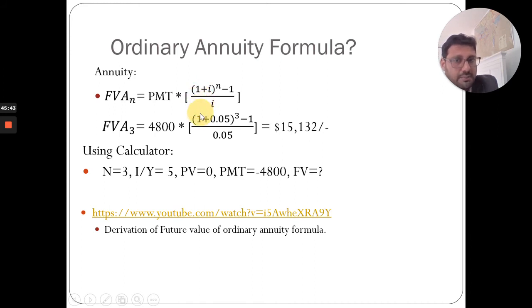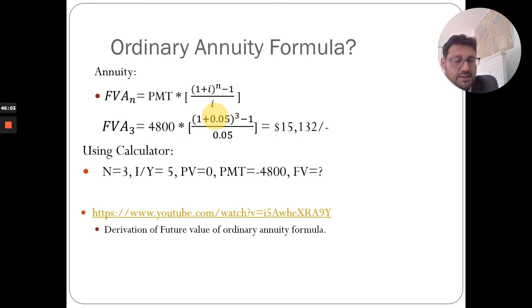And if you plug in the numbers, remember what was the interest? 5%. So instead of I, we put 5%. In decimal, 5% is 0.05. Whatever is in percentage, you divide that by 100. And n is your 3 time periods. So if you calculate it, you will get the same 15,131.